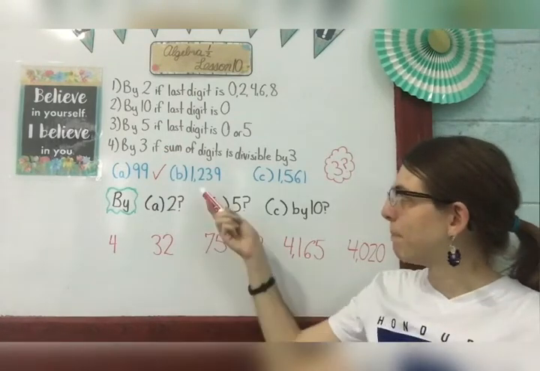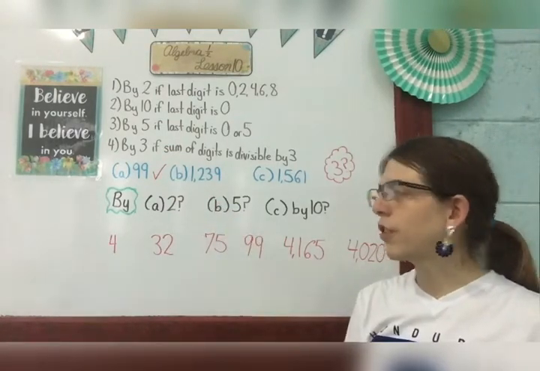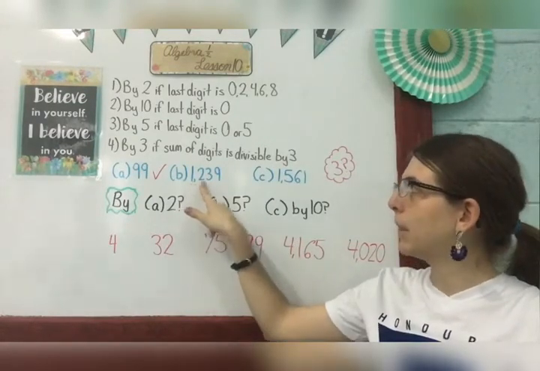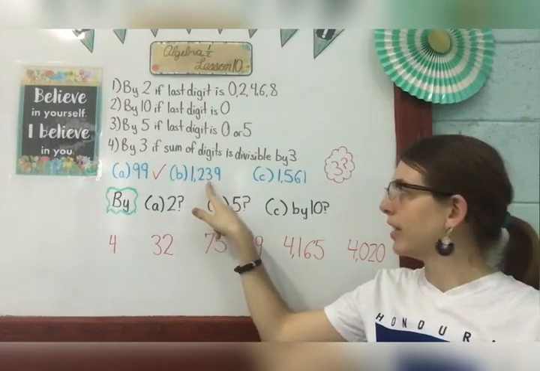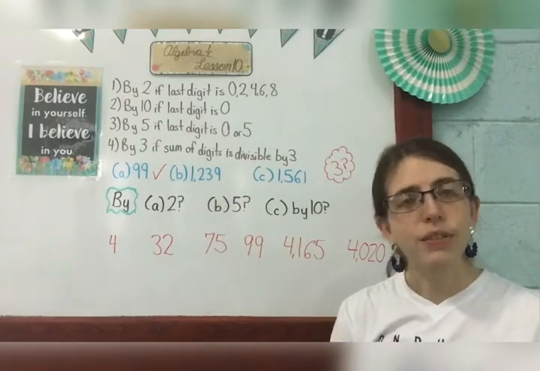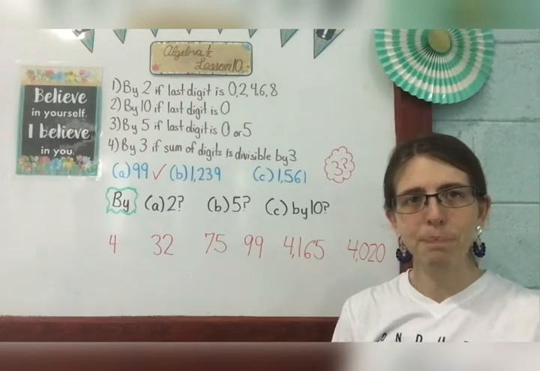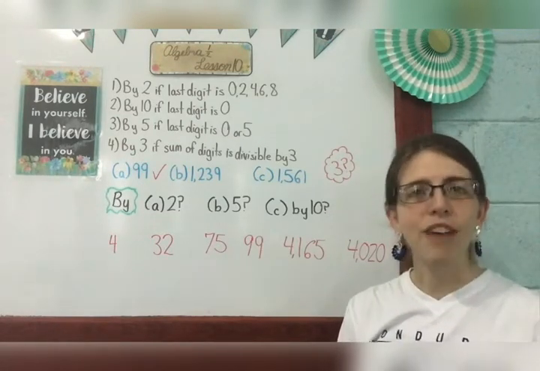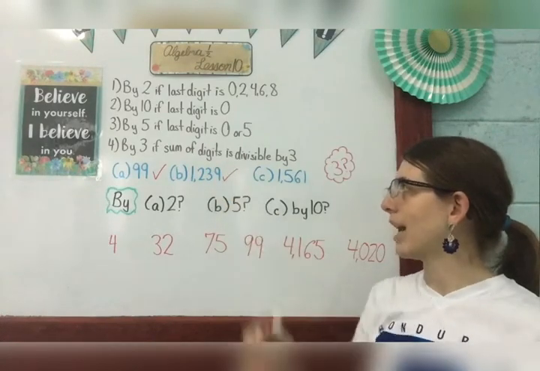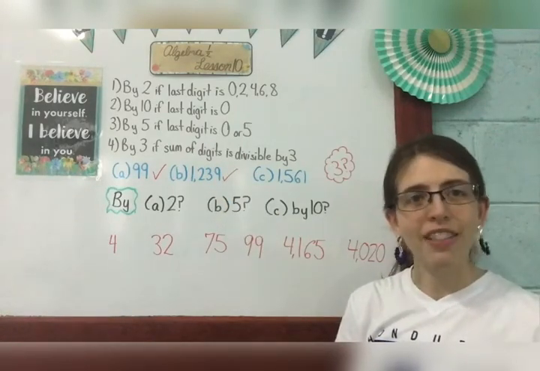Let's try B. 1,239. So I need to add up all of my digits. 1 plus 2 is 3, plus 3 more is 6, plus 9 is 15. Is 15 divisible by 3? Yes, it's 5. So we know that this whole number is divisible by 3. Let's try the last one.